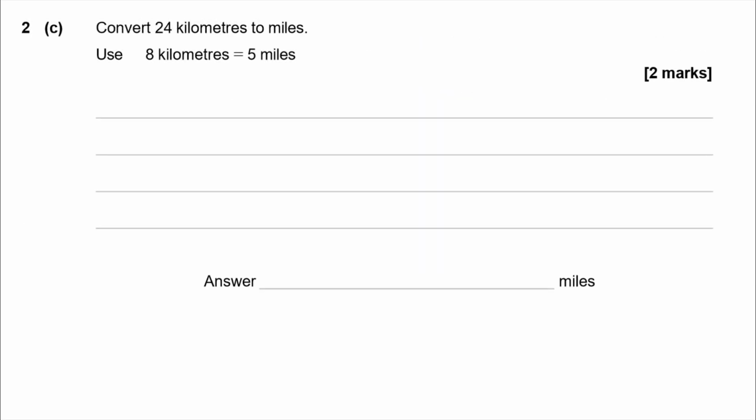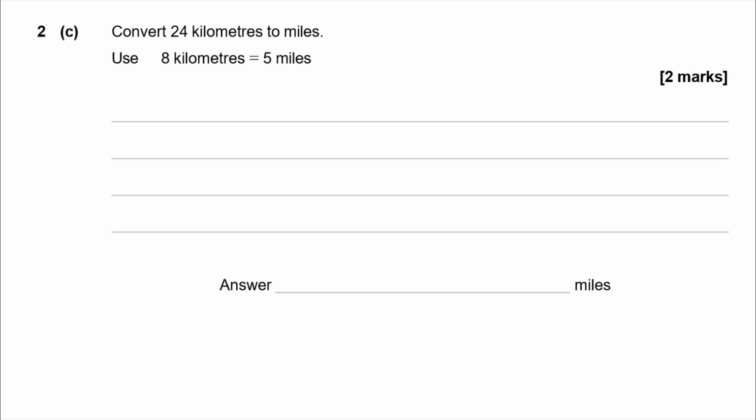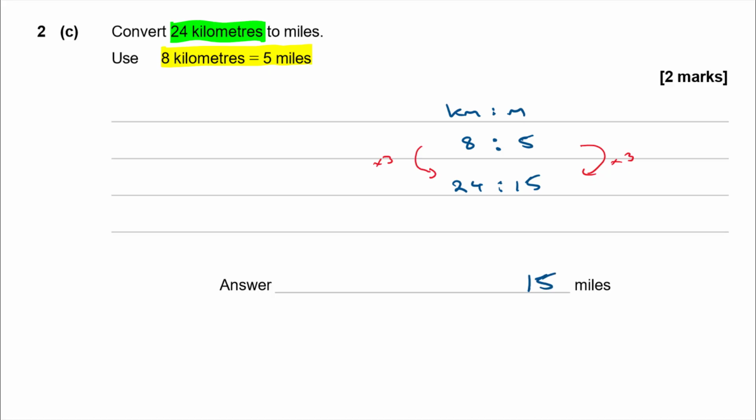And part C says convert 24 kilometers to miles using the fact that 8 kilometers is 5 miles. I think I might just do this as a ratio, you know. So I'm just going to start off with this ratio here that they've given us. So the kilometers to miles is in the ratio of 8 to 5. Okay, now I want 24 kilometers. So if I write 24 under there like that, and then I think, well, how many times does 8 go into 24? Goes in 3 times. So doing the same this side, times it by 3, I'm going to get 15, aren't I? So that means that 24 kilometers is 15 miles.